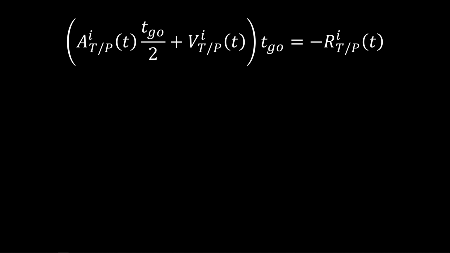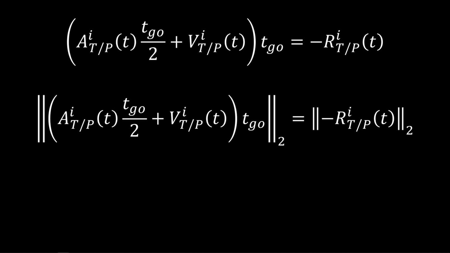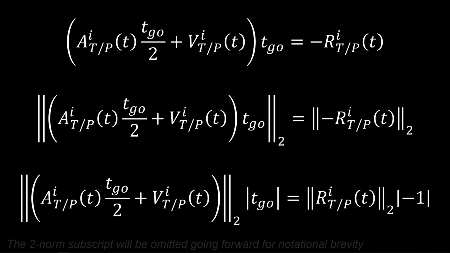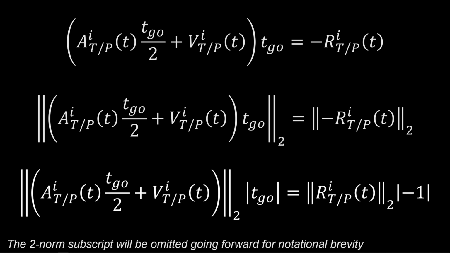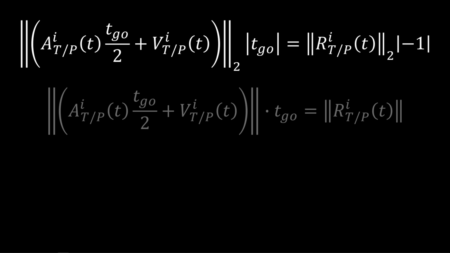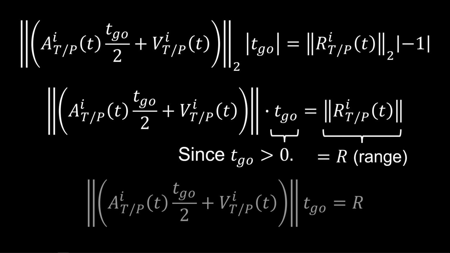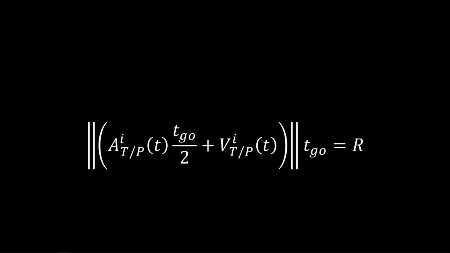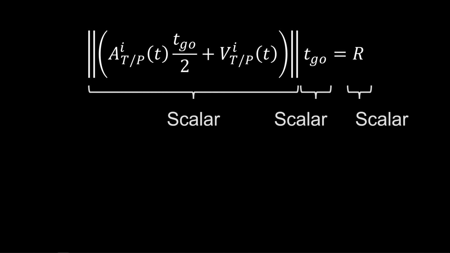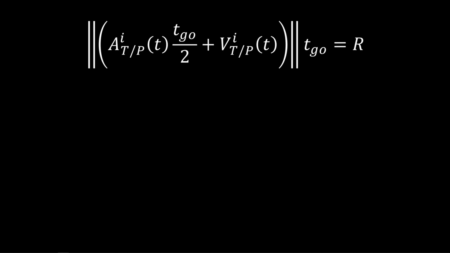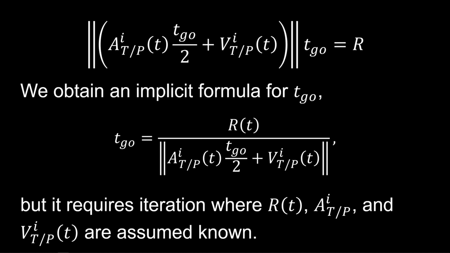And we'll take the vector 2 norm of each side. Note that time to go is a positive definite scalar. And the 2 norm of present relative position is simply range. So, by taking the norm of both sides, we get a scalar equation in terms of time to go. We can now write this as an implicit equation in terms of time to go.